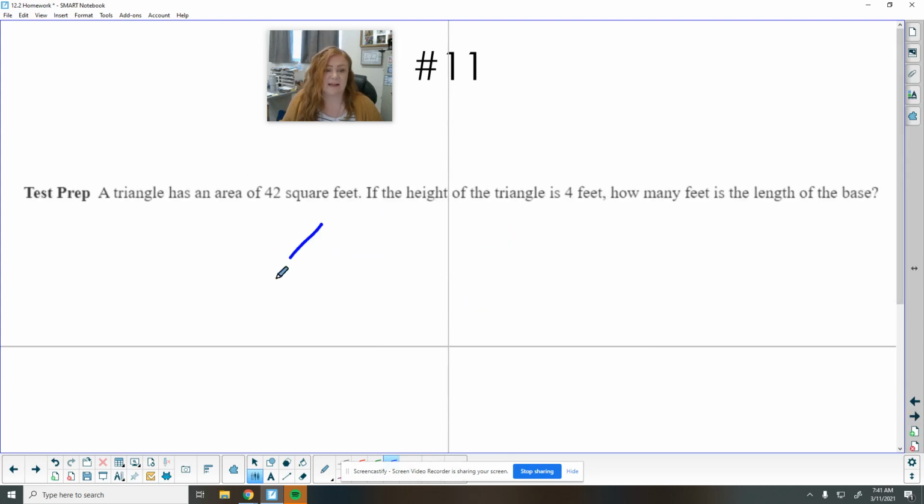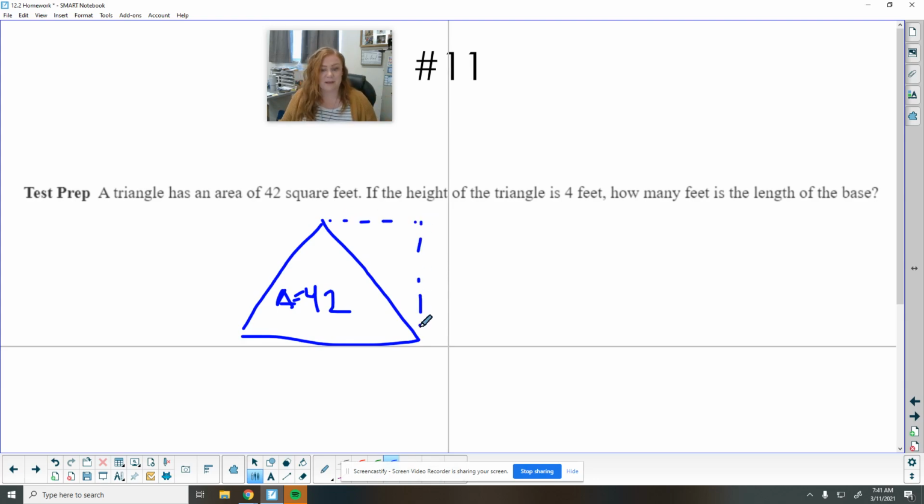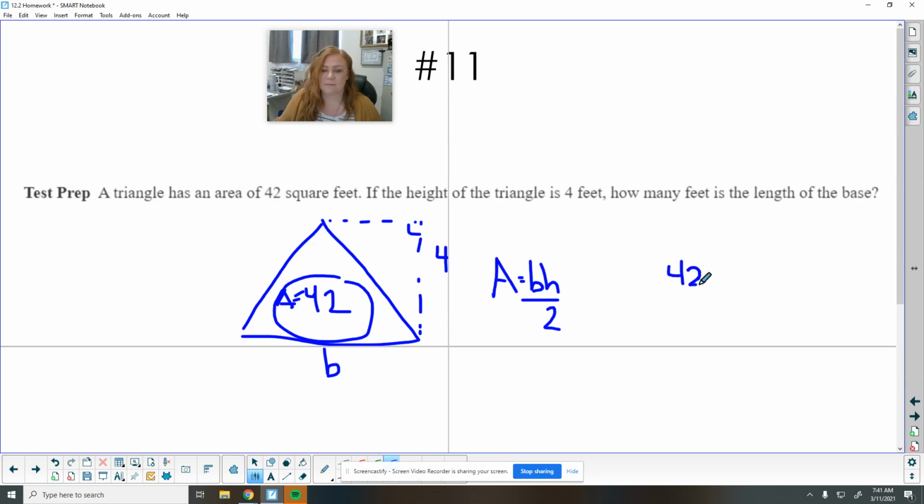A triangle has an area of 42 square feet. So this time we know the area is 42. The height of the triangle, so to get from the tip to the bottom here in this right angle, is 4 feet. We're looking for the base. So our formula for a triangle is area is base times height divided by 2. So let's plug in what we know. We know the area is 42. We know the height is 4, and we're looking for the base. So the base times 4, and we always have to divide by 2.